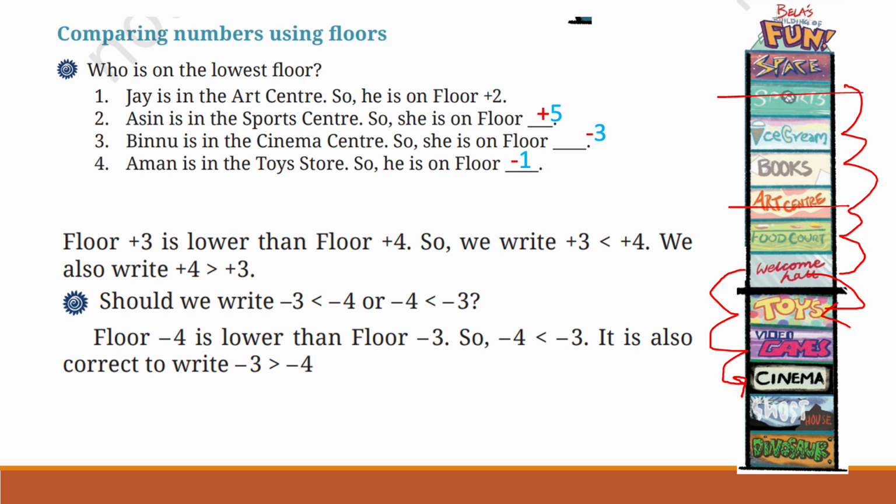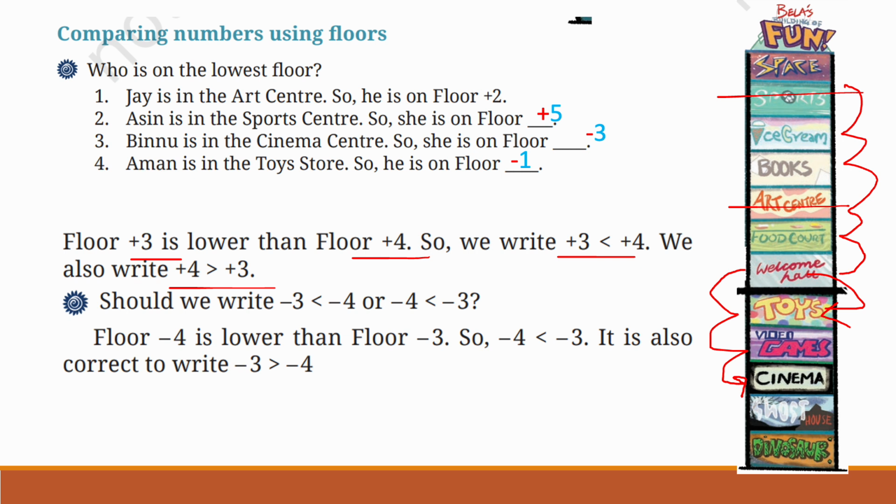Floor +3 is lower than floor +4. So, we write +3 is less than +4. We also write +4 is greater than +3. So, +3 is less than +4, or we can write +4 is greater than +3.